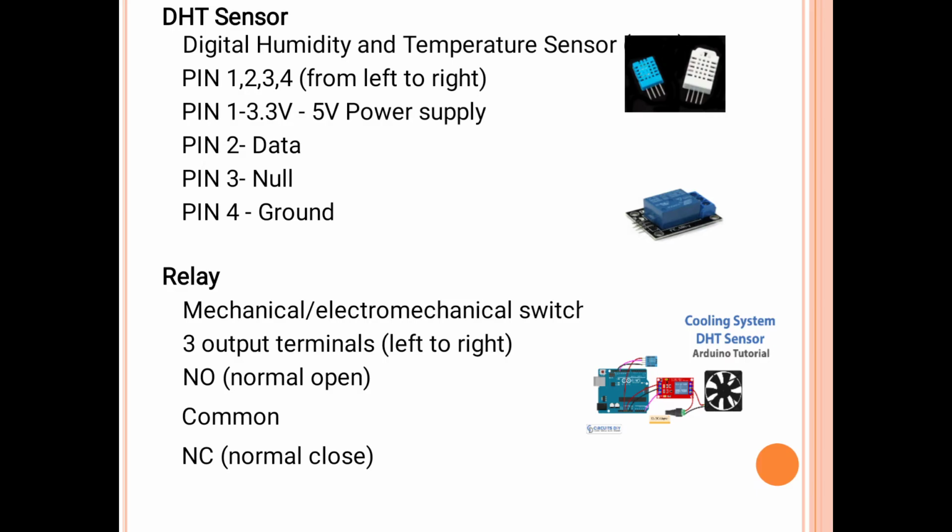DHT sensor, digital humidity and temperature sensor, pin 1, 2, 3, 4 from left to right. Pin 1 to 3.3 volt, 5 volt power supply. Pin 2 data, pin 3 null, pin 4 ground. Relay, mechanical electromagnetic switch, 3 terminal output: normally open, common, normally close.